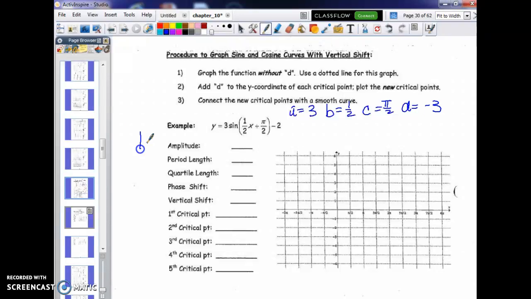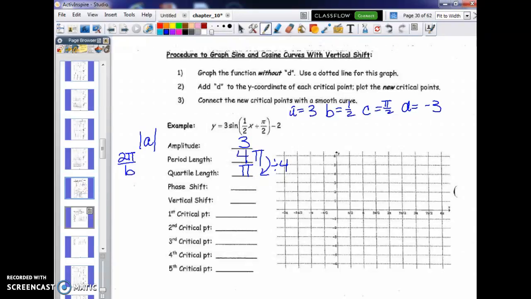Alright, amplitude, absolute value of A. So absolute value of 3, 3. Period length, 2 pi over B. So I'm going to take 2 pi divided by 1/2, which we know is going to give us 4 pi. Quartile length, you take whatever you got there, divide by 4, so you're going to get pi.